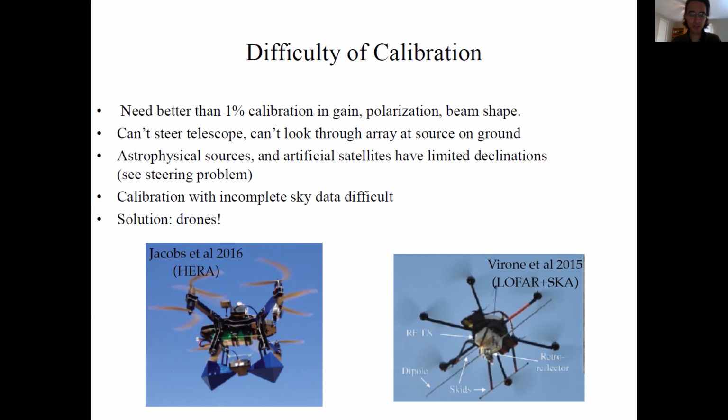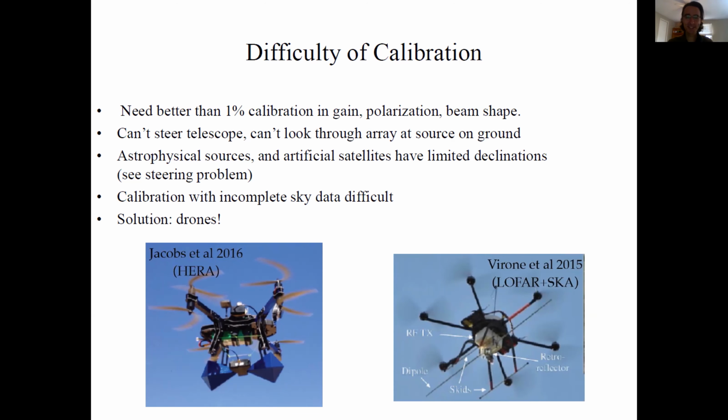So the solution that we and other people have been developing is, if you can't scan the dish, then scan the source. So you just kind of invert the problem. And you strap your radio source and antenna to a drone and fly around over the dish, which seems like it's a simple solution, but in reality there's a lot of complications that make this much more challenging.